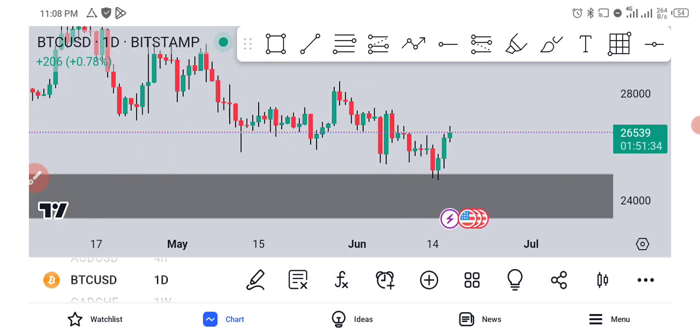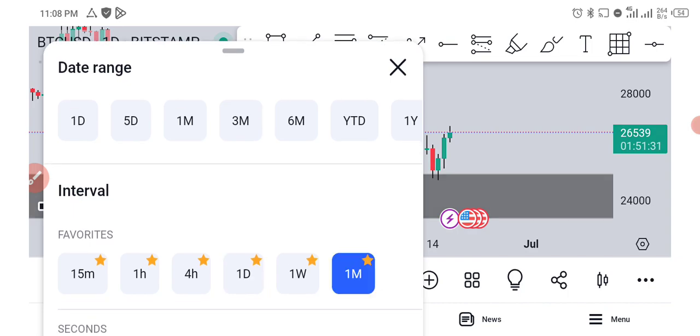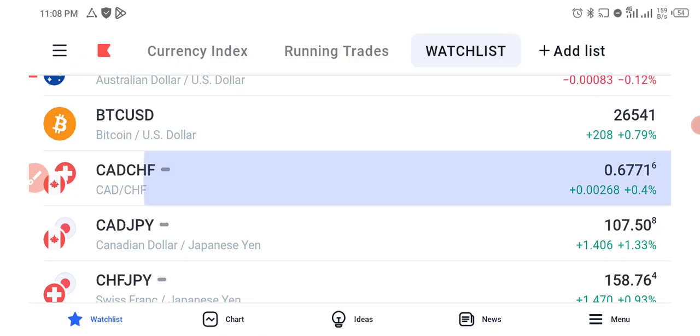So from here, I think we have an opportunity. No, this is not an opportunity. The market is consolidating.